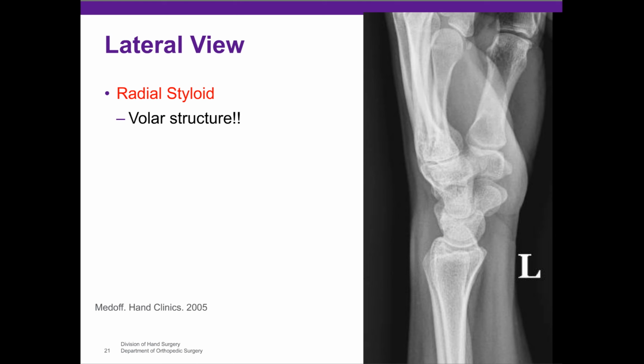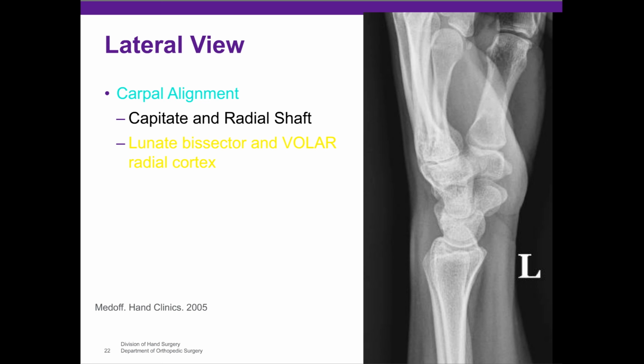Next structure that I want you to focus on is the radial styloid. This is a volar structure, and I often have the residents and fellows repeat this out loud in the OR, make them say it 5 times out loud. Basically, this is a good anatomic landmark, both for when you're reducing these fractures in your office or in the OR. It's also a good reminder about the relationship between the radial styloid and the biceps tuberosity. Approximately, those are generally 180 degrees apart.